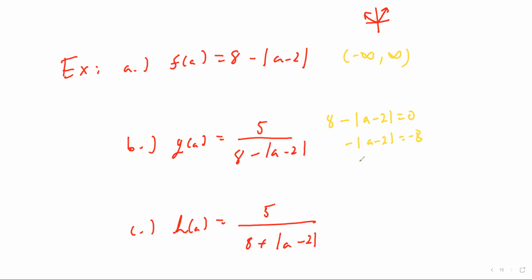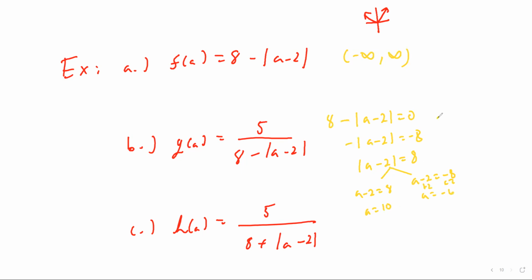Divide by -1. So I now get the absolute value of a minus 2 equals 8. And then again, two things can do that. So a minus 2 can either equal 8 or a minus 2 can equal -8. If it's this, I just add 2. So a could equal 10, or a could equal positive 2 would give me -6. So this is what a cannot be.